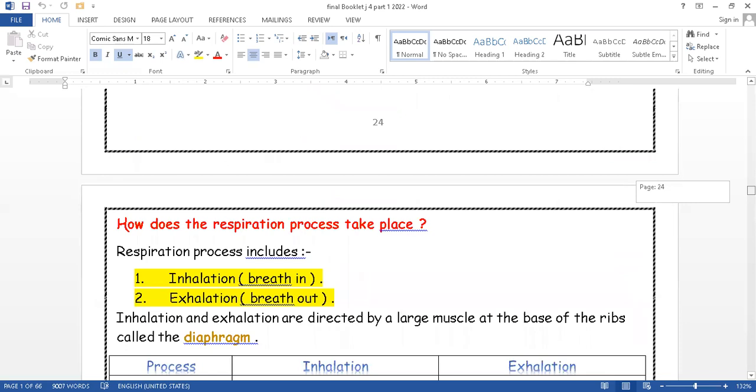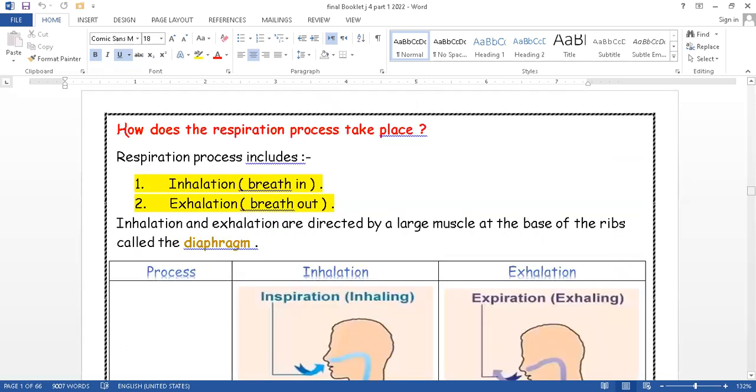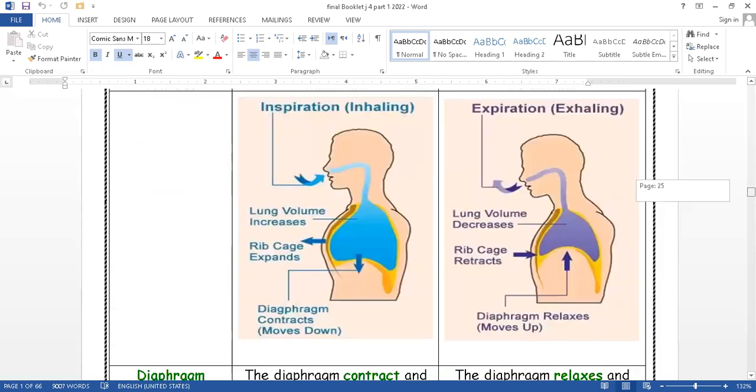So now, I said that we need two processes to complete our respiration process. Number one, inhalation. Number two, exhalation. Inhalation starts with N, so it is responsible for entering the air, or breathing in. Exhalation starts with X, from exit, so it is responsible for getting the air out of our body. You have to understand this comparison very well.